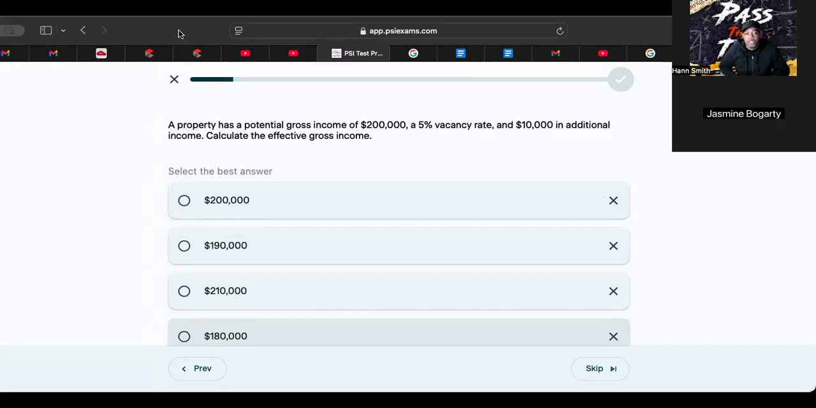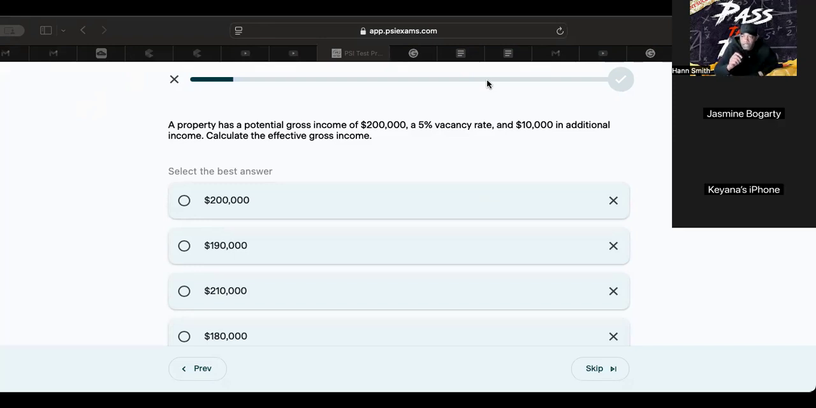A property has a potential gross income of $200,000. Let's stop right there. I want to give you an example. Let's say you are getting ready to buy an apartment building, and you want to know what's the most you can get for that apartment building. That's the gross income. What's the gross potential income of that building?